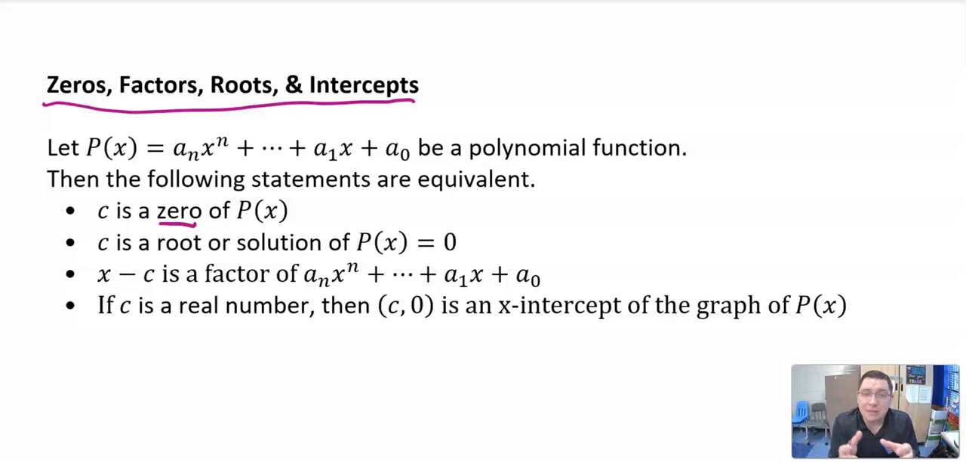The factor x minus c: if we were to factor something out of a polynomial, that becomes a piece. And then if c is a real number, then the ordered pair c comma 0 is an x-intercept of the graph of p of x. So remember, all four of these statements interrelate. They're not exactly the same thing, but they do relate to one another in a way. And so let's look at some examples of how we're going to use this.